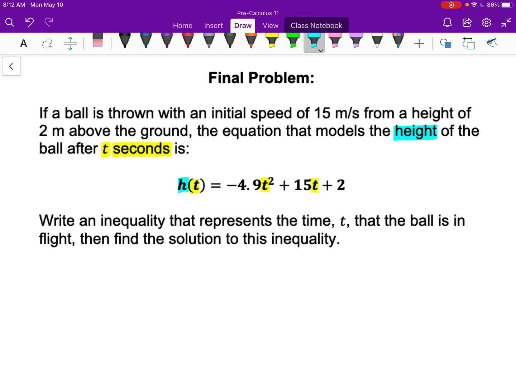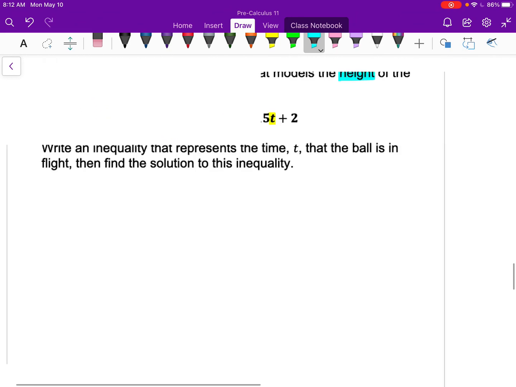And it doesn't specify here, but height should be in meters. Okay, so write an inequality that represents the time the ball is in flight, and then find the solution to this inequality. So first, what does that mean, to write an inequality that represents the time the ball is in flight? Well, let's visualize what's happening here.